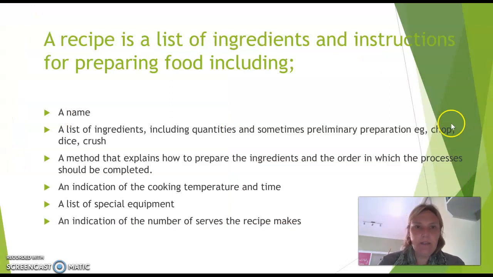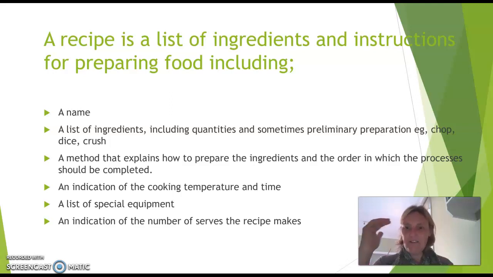So a recipe is a list of ingredients and instructions for preparing food. So in English, how you do a procedural text. You'll have an idea, like it might be how to play soccer, and you have a step-by-step of how to do that. That's basically what a recipe is. It's a procedural text.